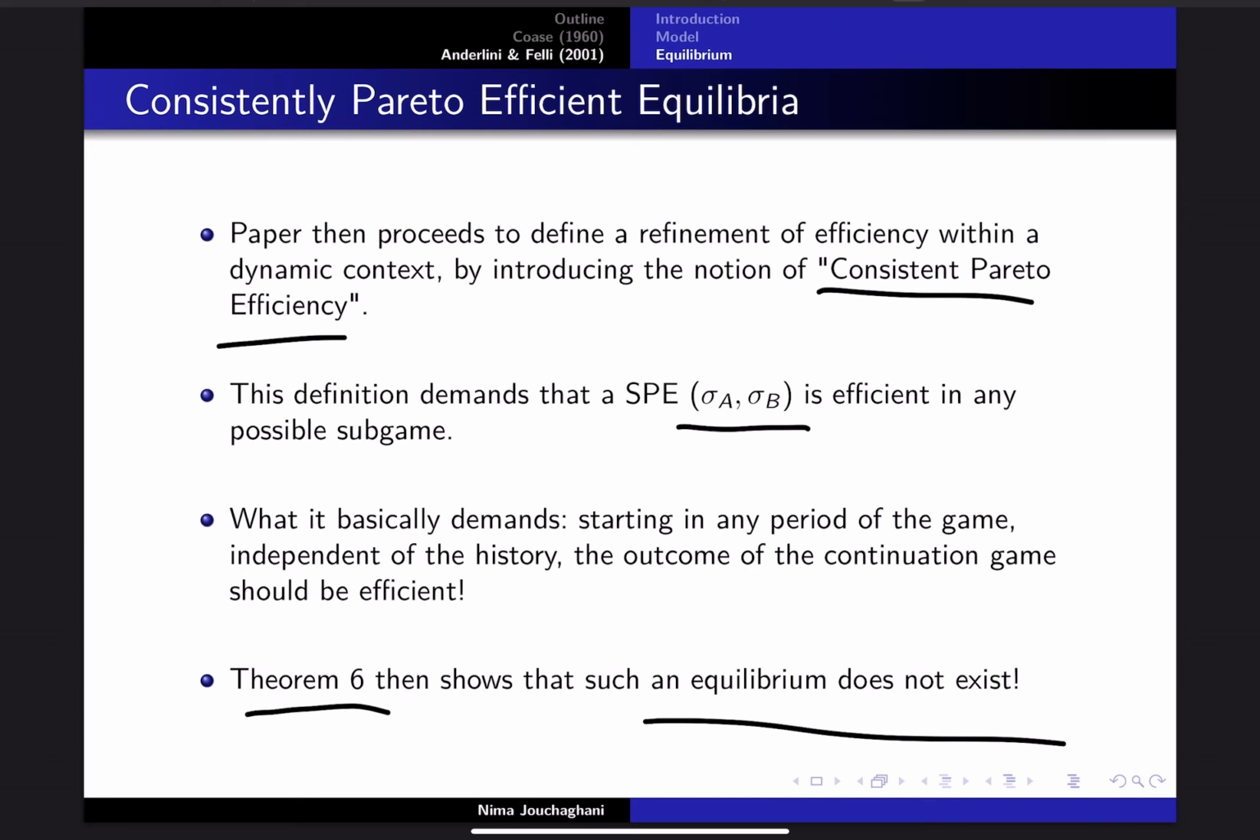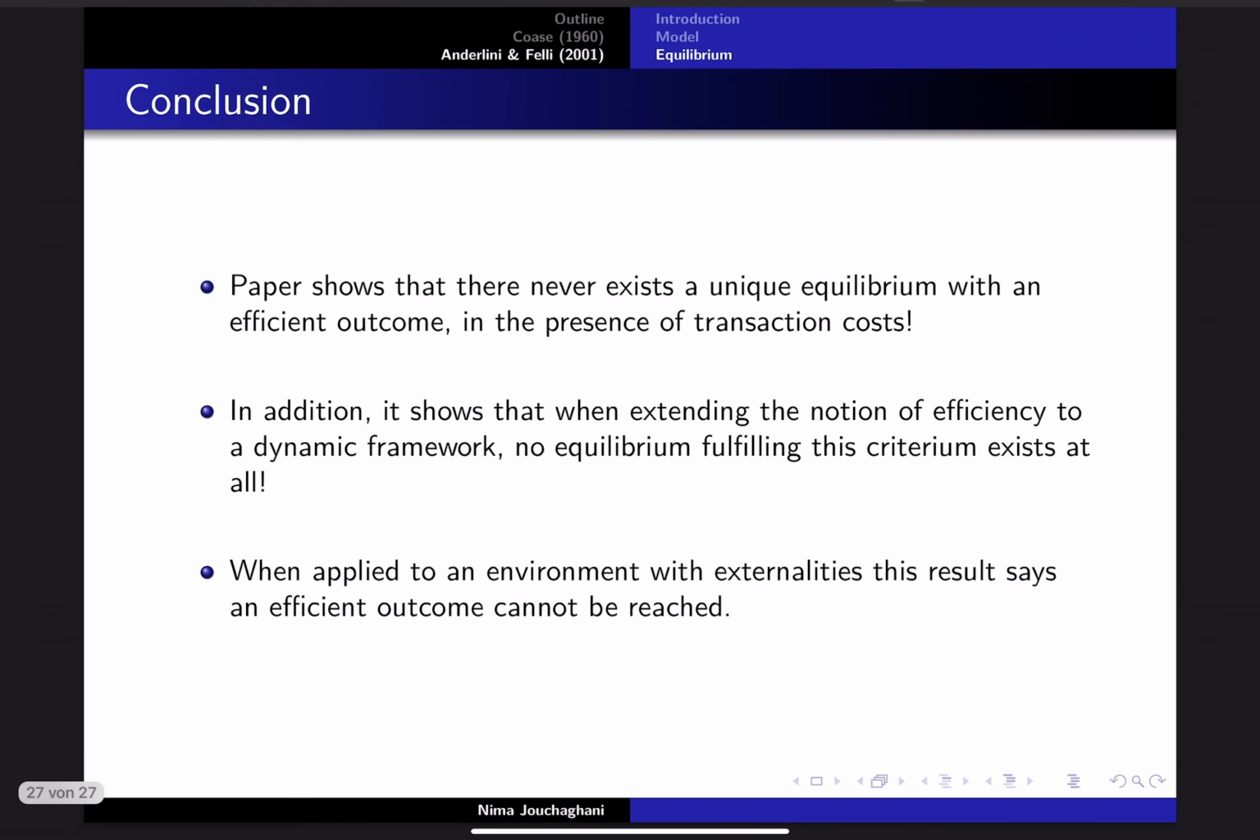So actually there is no equilibrium existing anymore. All of the equilibria are dropped when we use this refinement. Not only the inefficient ones, but also the efficient ones are dropped if we use this refinement, which demands us to be also consistent with respect to efficiency out of equilibrium. And this basically concludes, it's the conclusion of the paper.